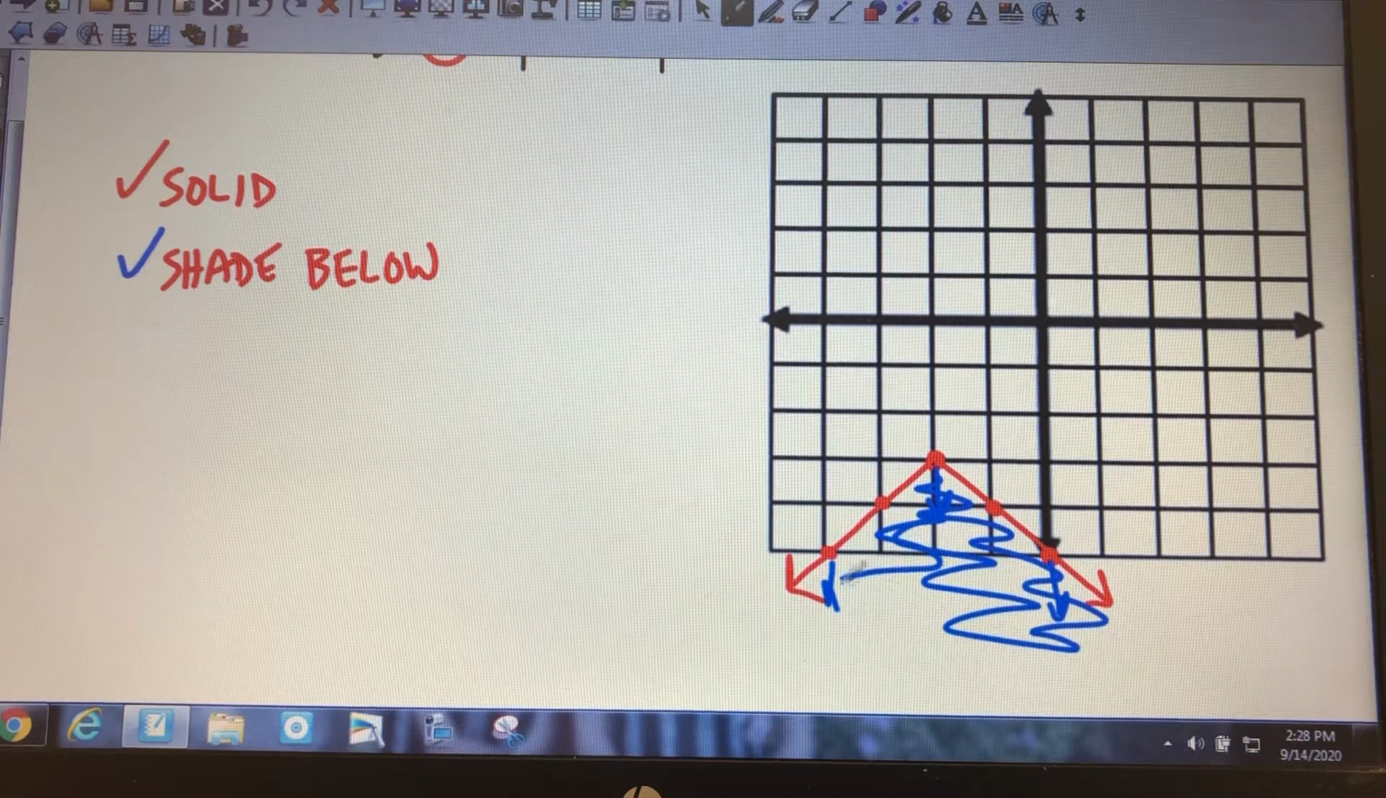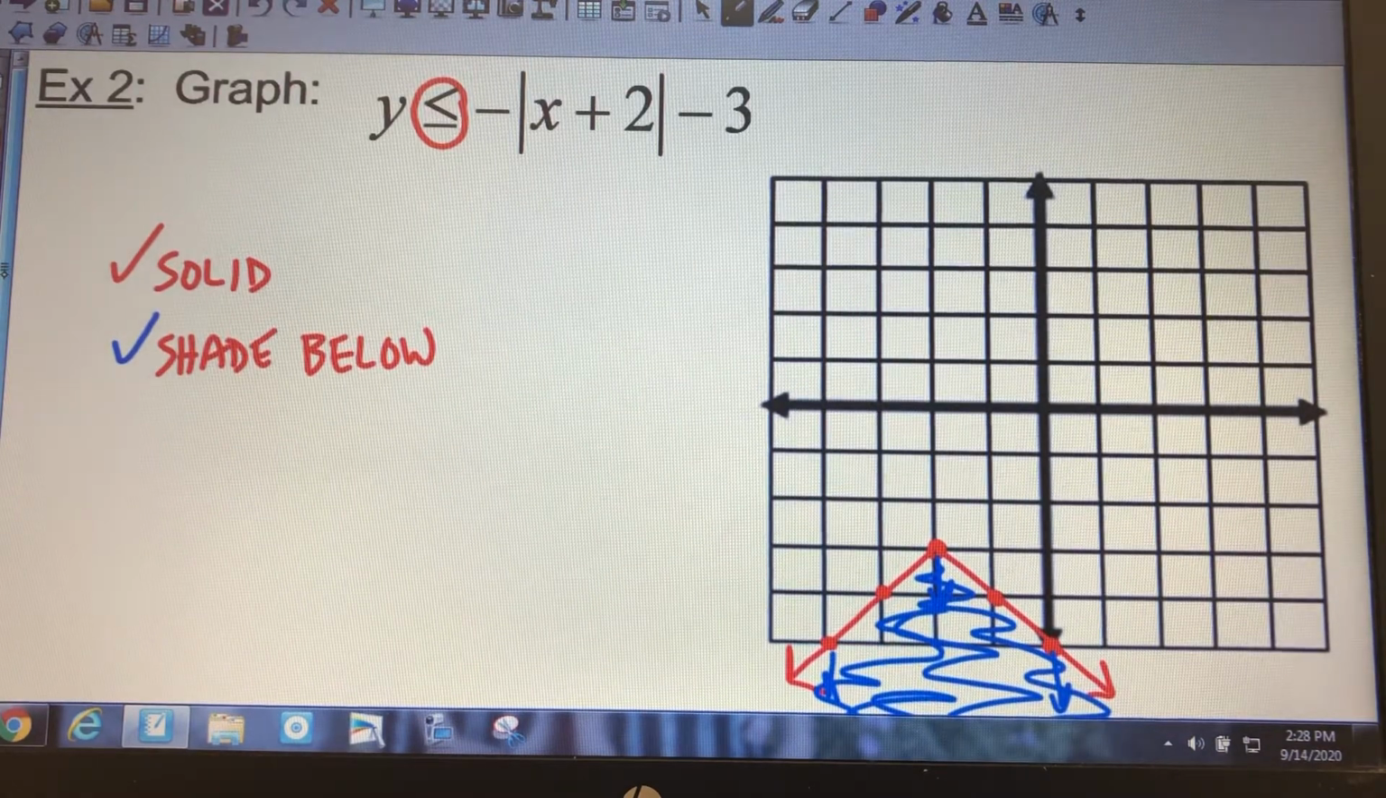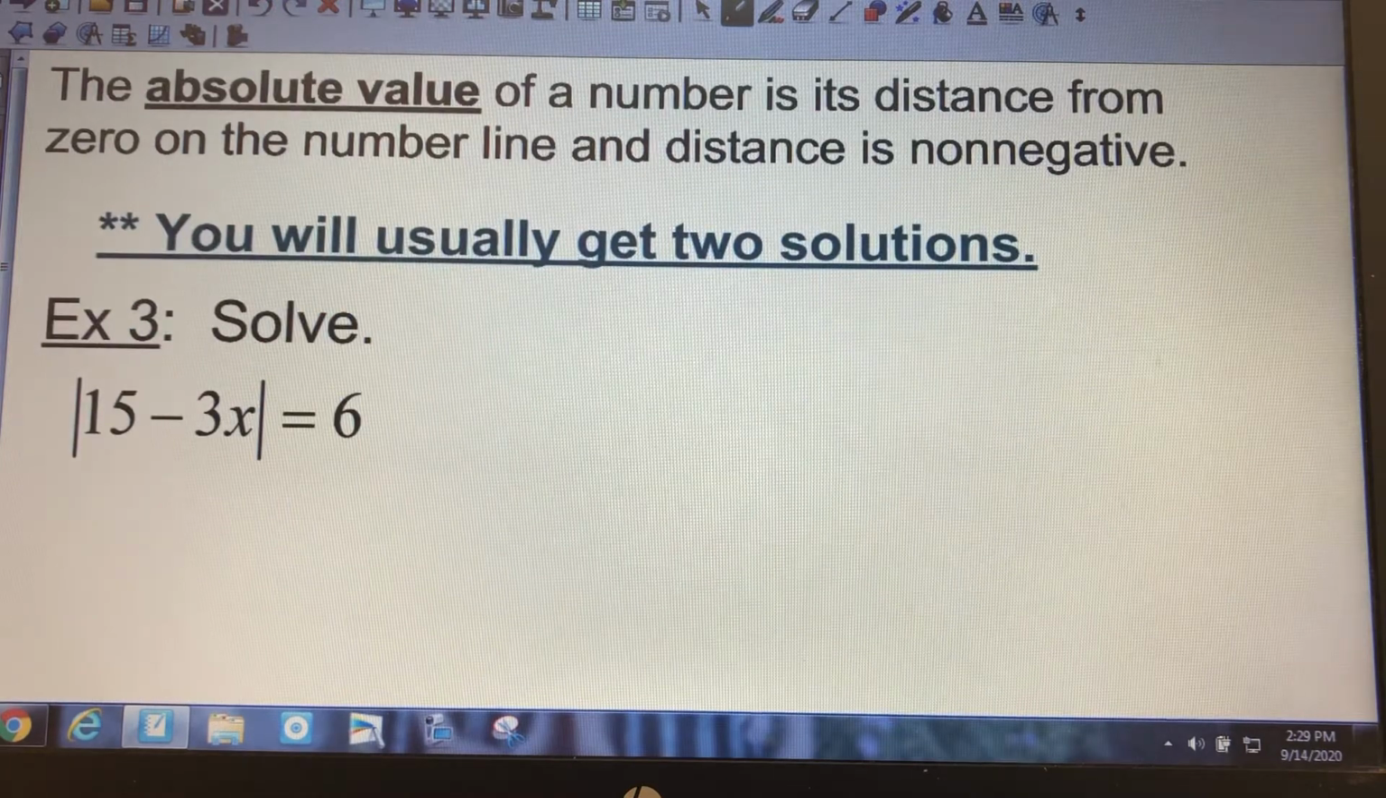Now remember, this graph keeps going and going and going. The V will keep going down, and we're gonna shade everything below it. So again, the blue part there, that's your answer. Every single solution is part of that, let me say it again. Every point in there is part of your solution set. So that's how we graph inequalities.